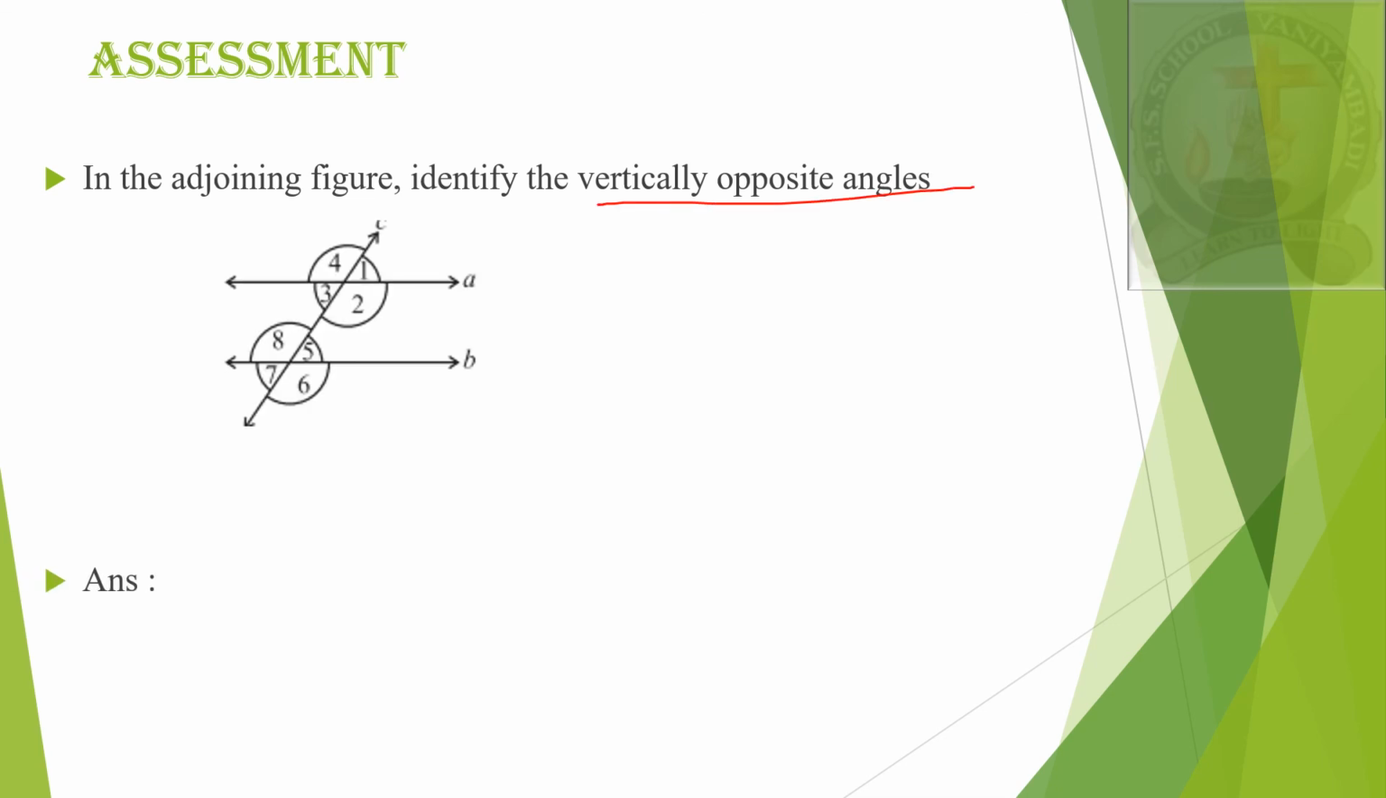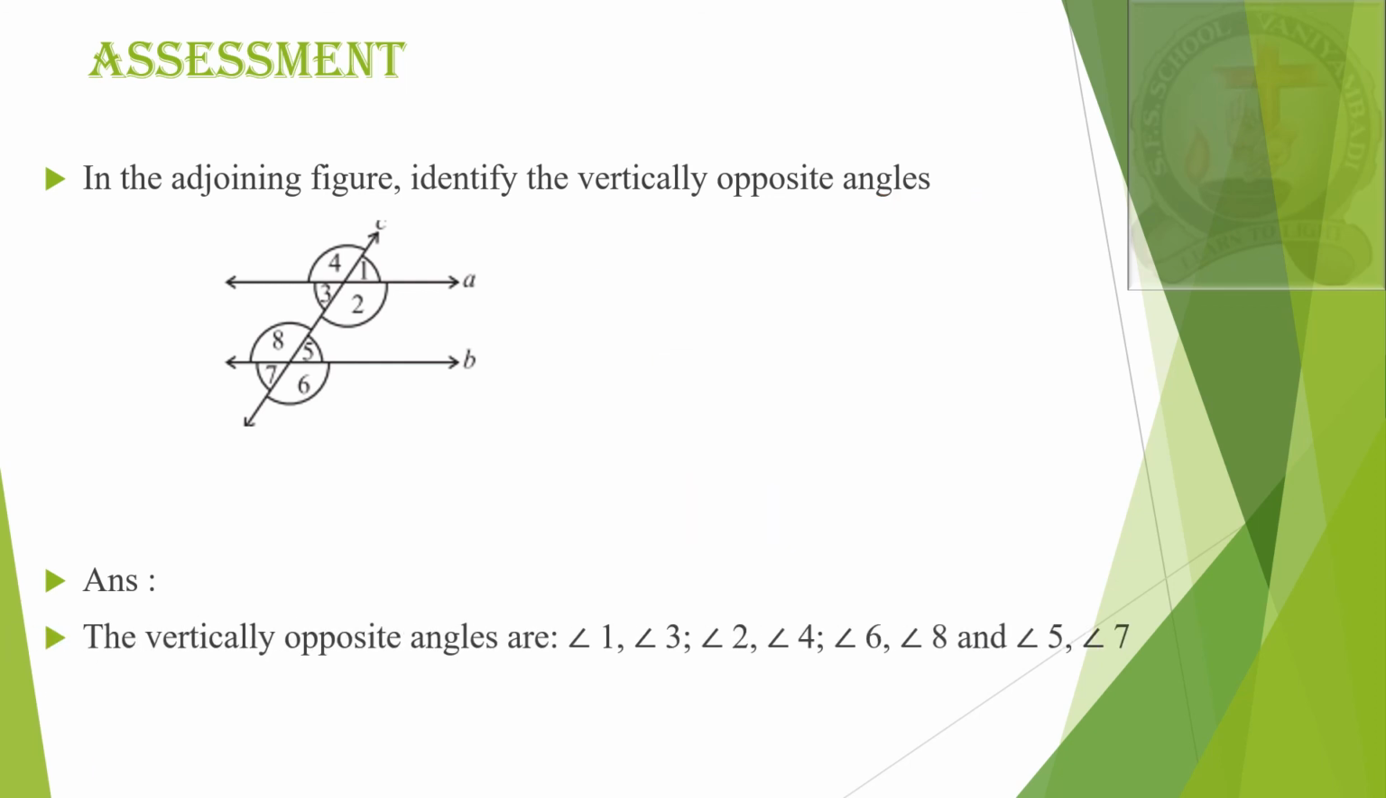Angle 4 is vertically opposite to angle 2. Angle 4 and angle 2 are vertically opposite angles, and angle 1 and angle 3 are vertically opposite angles. Then angle 5 and angle 7 are vertically opposite angles, and angle 6 and angle 8 are vertically opposite angles. So in total, 4 pairs of angles are vertically opposite angles, children.